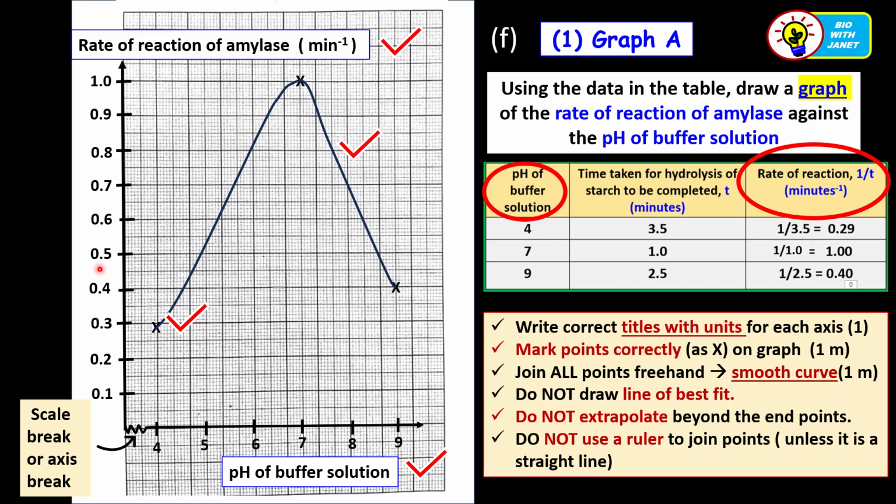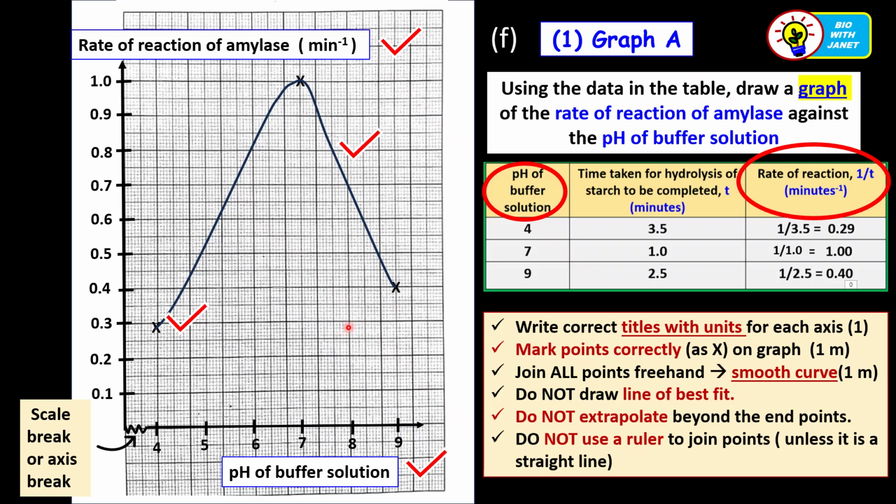Next, use a pencil with dark or black lead, and you draw the line using your hand. Draw it steadily to form a smooth curve here. So do not use a ruler to join the points. Draw it freehand.